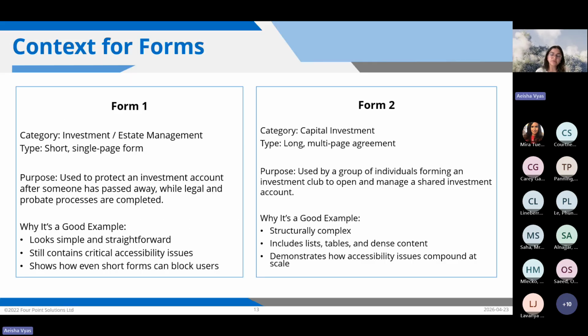A little more context for the two forms you're about to see. The first form is a short, single page form used in investment and estate or capital management, typically by financial institutions. It's used when someone has passed away and their investment account needs to be protected while legal documents such as probate are processed. In simple terms, it allows the executor to tell the investment firm, please don't release any funds yet, make adjustments only to preserve the value of the account.